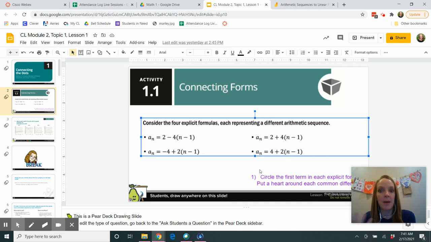All right, what about the fourth equation? What's our common difference? 2, a plus 2. So that means it's going up 2 every single time.